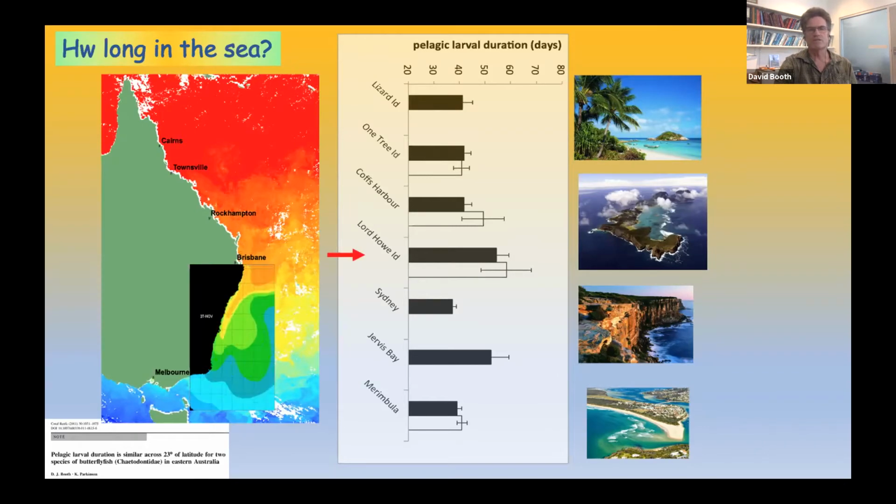And so by looking at lots of these otoliths of several species of butterfly fish, we looked at how long they'd been in the plankton. And as you can see, Lizard Island there, about 40 days. And down, but interestingly, way down at Merimbula, all the way down south, also 40 days. We'd expected much longer. The only much greater time at large has been Lord Howe Island, which is that beautiful island shown on the right that we work in. And that's probably because to get there, it requires a lot of extra travel on the East Australian Current. So the otolith has told us a lot about the travel of these animals so far.